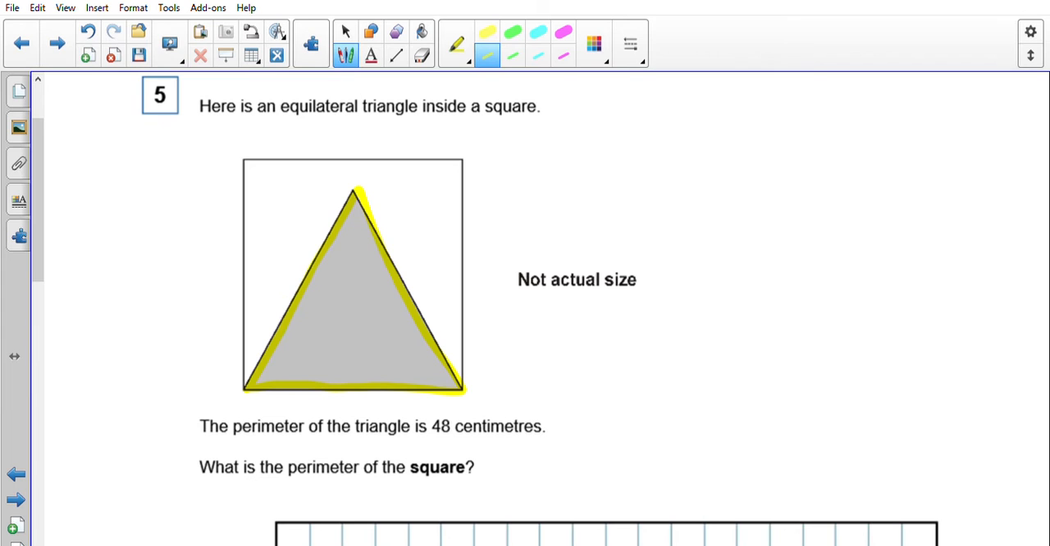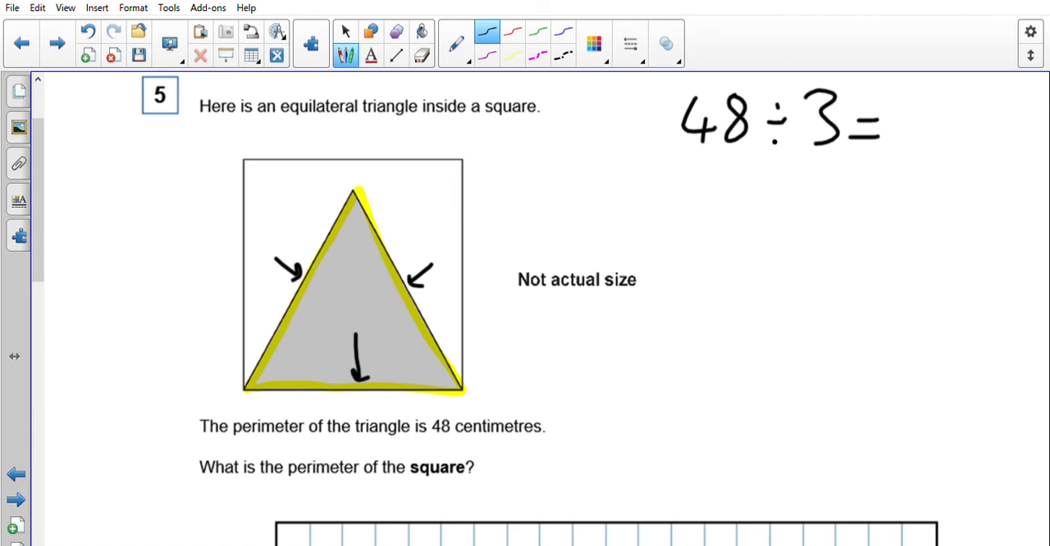Okay, now if I know that my triangle is this 3-sided shape, I can simply do 48 divided by 3 to find out the length of each side of the triangle, which is pretty straightforward. That's going to give me this length, this length, and also the length of the bottom. And what you'll notice about this length at the bottom is that it happens to be the length of the square.